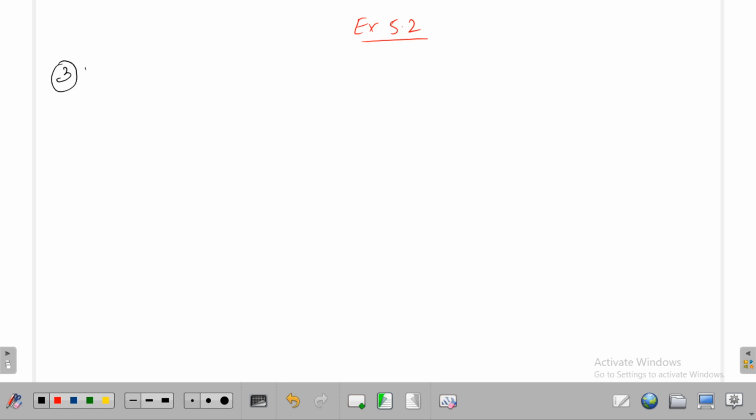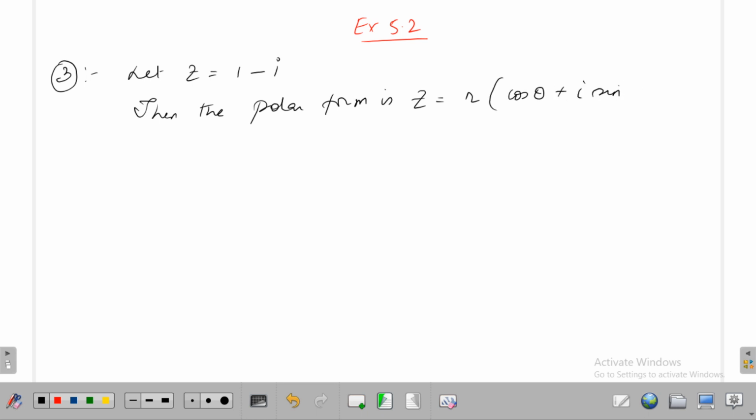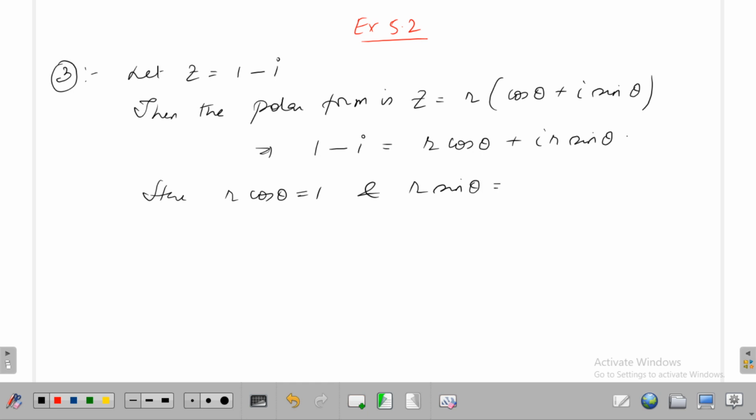Question number 3 is about finding the polar form. So let me start with: let z is equal to 1 minus i. Then the polar form is nothing more than z is equal to r, and then cos theta plus i sine theta. That's the polar form. But what is actually z? I got 1 minus i, so I'll just open up the bracket. I'll get i r cos theta plus i r sine theta. So I can say that here r cos theta would be nothing more than 1, and r sine theta would be nothing more than minus 1, the real terms and the imaginary terms. So let me give this equation number 1 and this one equation number 2.